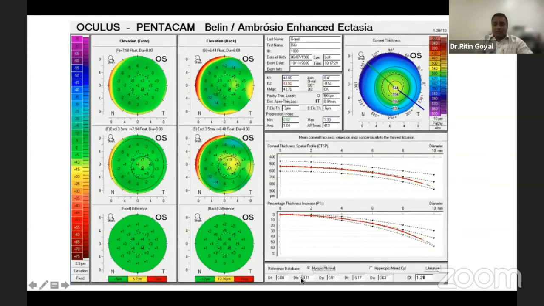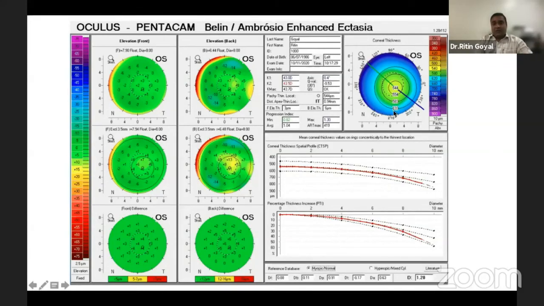The DP becomes a little more interesting. DP is essentially looking at how quickly the corneal thickness increases from the thinnest location going to the periphery. So if you look at these two meridians, the green one and the blue one here, this blue one is the fastest rate of increase of the pachymetry from the thinnest location to the periphery, and the green one here is the slowest rate of increase from the thinnest location to the periphery.